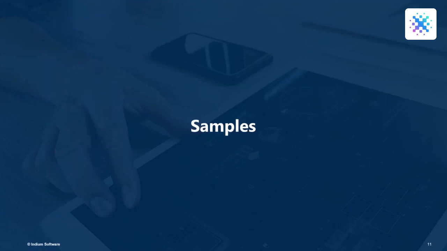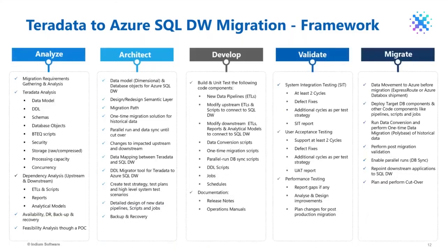The first sample is moving from a Teradata setup as source to Azure SQL DW. If you look at the framework, let's start with analyze. On Teradata, you would want to analyze the migration requirements, whether you want to move one schema, all schemas, or a few schemas, a few business domains, to identify whether it's a full-blown migration from Teradata or only a few. The next step is to analyze the components of Teradata, which includes the data model, DDL, schemas, database objects, BTEQ scripts, security, storage, processing capacity, and concurrency.